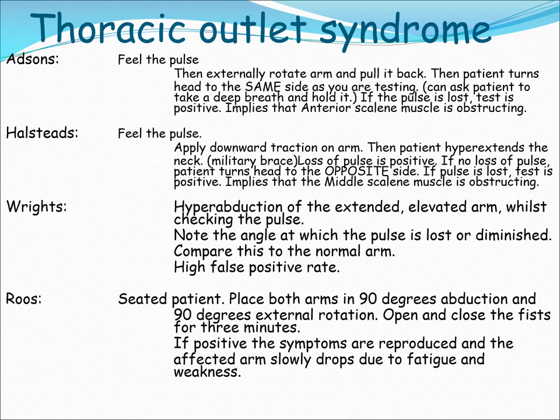The last examination is for thoracic outlet syndrome. The first three tests are to test for pulse in different positions of the neck, shoulder, and the arm, while the last test, which is called the Roos test, is to put the arm in abduction 90 degrees and external rotation of 90 degrees, and then ask them to open and close the fists for 3 minutes, and then you are checking for neurological symptoms such as fatigue, weakness or sensory changes in that arm. These are demonstrated in the student video examination, which is loaded on Vula.